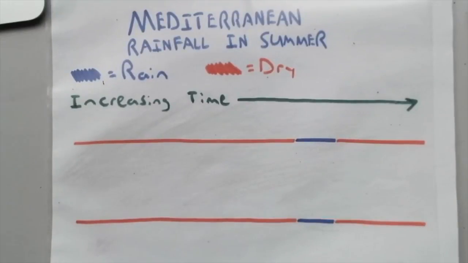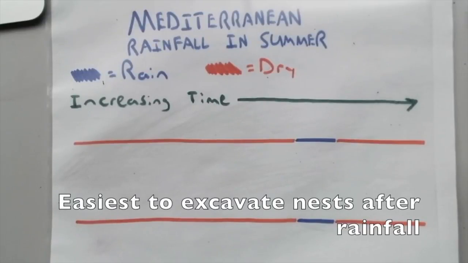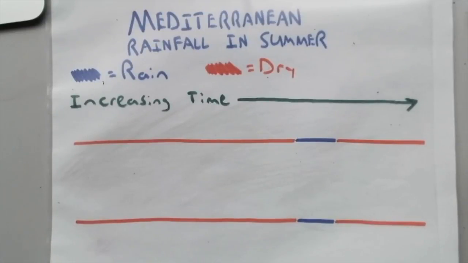It's dry time. Okay, so since mating flights in these ants, massive mating flights, typically occur after summer rainfalls when nests are easiest to excavate, it would be favorable for colonies living in the Mediterranean to have massive and short-term mating flights rather than smaller mating flights spread out over longer periods of time. So what do I mean by that?